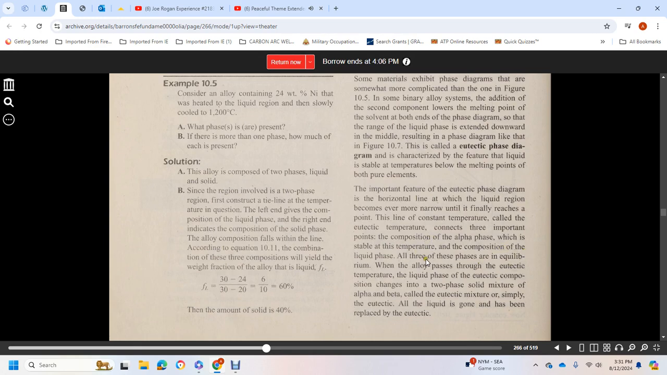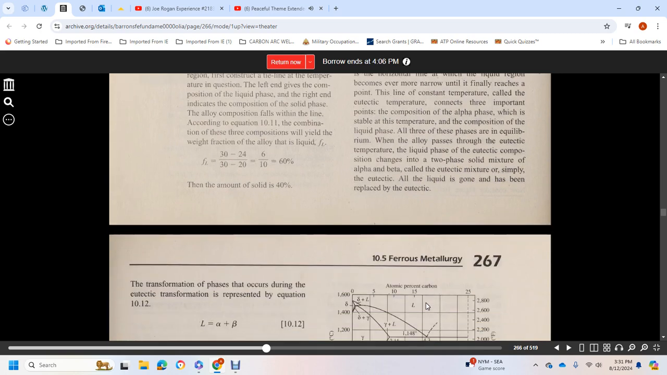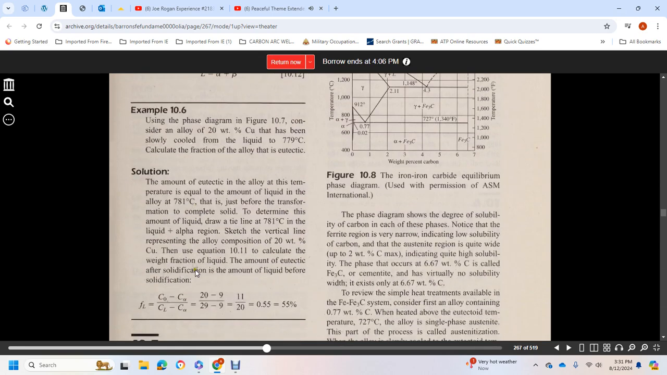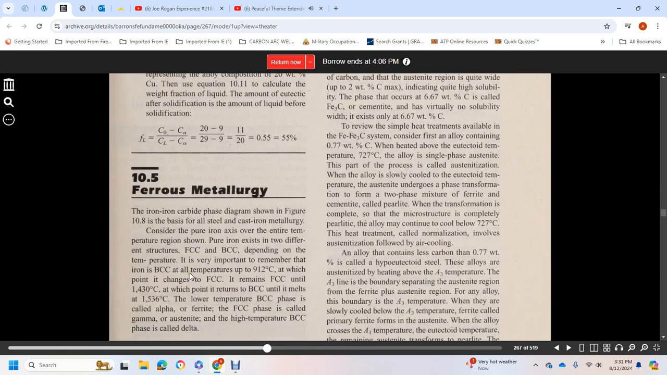All of these phases are in equilibrium when the alloy passes through the eutectic temperature. The liquid phase of the eutectic composition transforms into a two-phase solid mixture of alpha and beta, called the eutectic mixture, or simply the eutectic. All liquid is gone and has been replaced by the eutectic. The transformation that occurs during the eutectic transformation is represented as liquid going to alpha plus beta. Next, section 10.5, ferrous metallurgy.